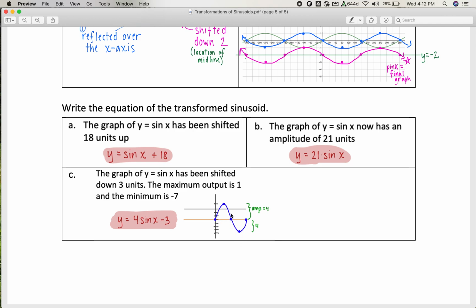And now I can really see my amplitude. If the midline was at -3 and I go up to 1, that's a distance of 4. And same thing here, that's a distance of 4 to get down to -7. So now I know not only that my graph was shifted down 3, but I also know that the amplitude was 4. That's basically half the distance between that high and low. And now I can write my equation, y equals 4 times the sine of x minus 3.